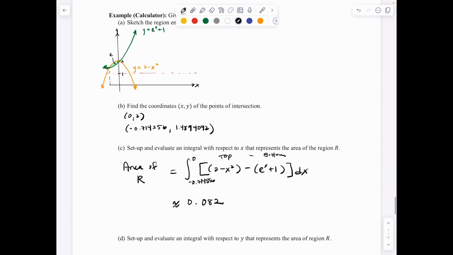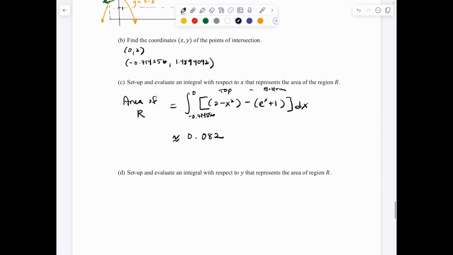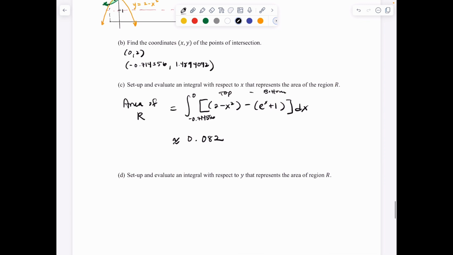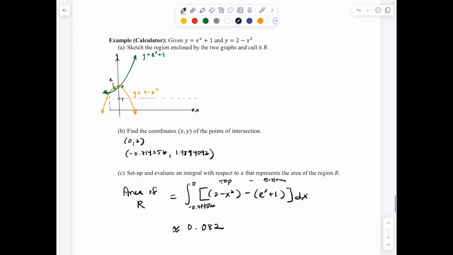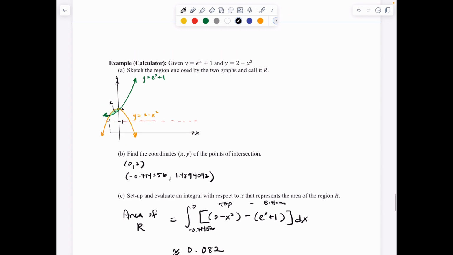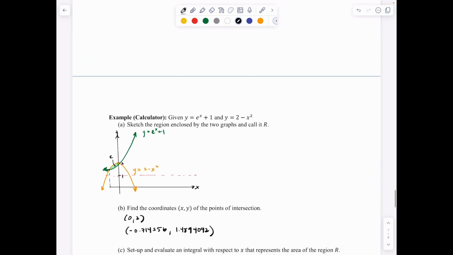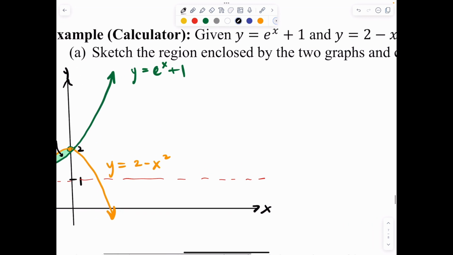And part D is asking us to set up and evaluate an integral with respect to y. So remember, with respect to x, we're thinking about vertical slices, adding up those infinitely many vertical slices, versus when we're talking about with respect to y, we're talking about horizontal slices, and adding those up. Okay, so for us to come up with an integral where we're integrating with respect to y, that means we need to get x equals for each of these equations.